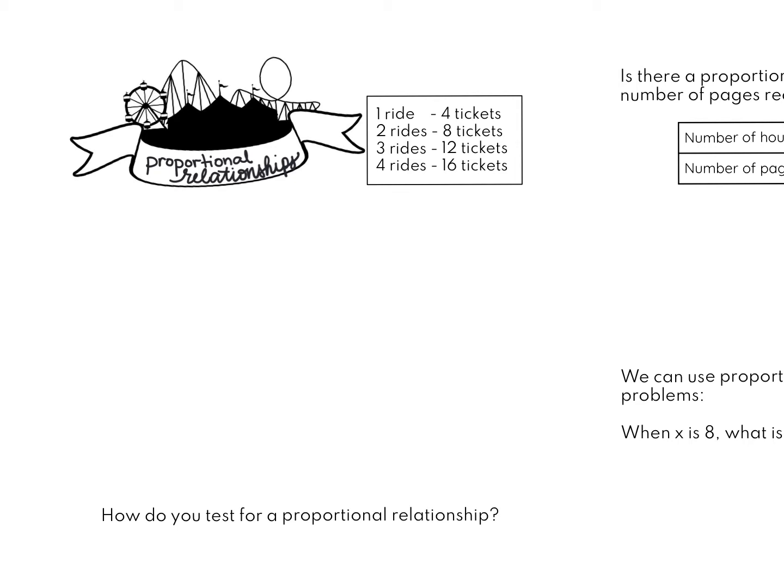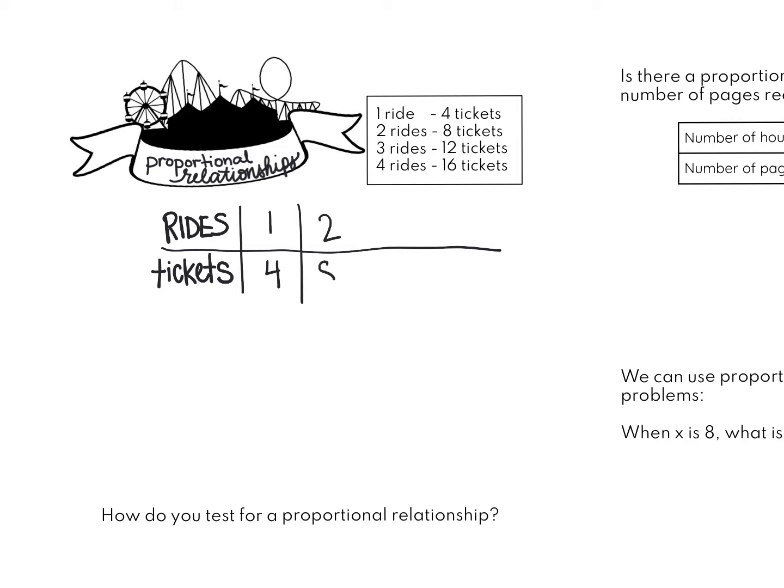So what we are going to do is set up a table. As we set up this table, we know 1 ride is 4 tickets, 2 is 8, 3 is 12, and 4 is 16. What I'm going to do is start talking about these relationships in terms of X and Y. So meaning X number of rides will give you Y tickets.